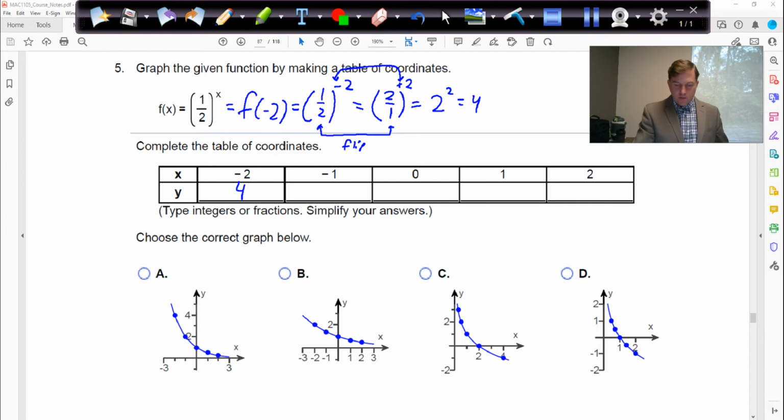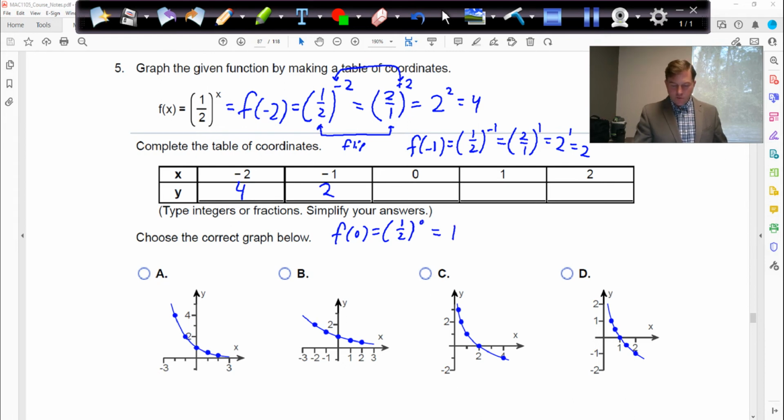Let's try negative 1. It would be 1/2 to the negative 1, which we're going to flip the fraction, call it positive 1, which is 2 to the 1, which is 2. Let's try 0. Well, I just got done writing. Any number to the 0 power is 1, so this is 1. And at this point, we can pretty much stop and look at the pattern.